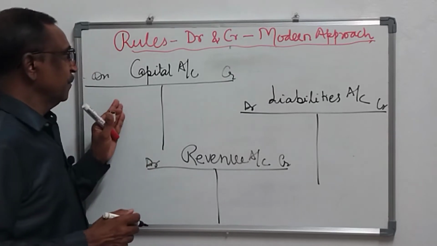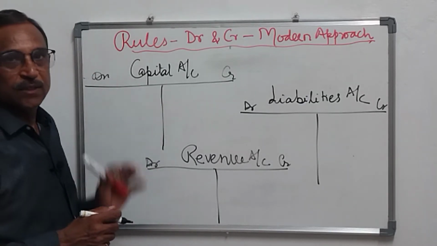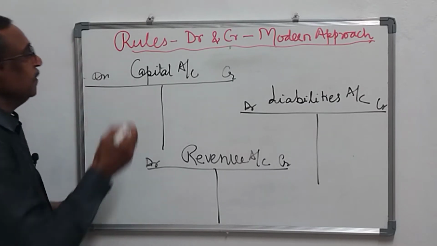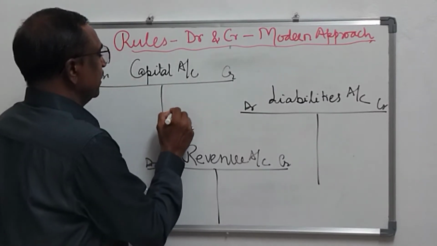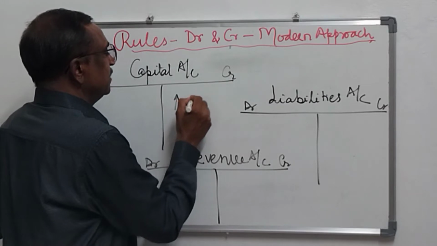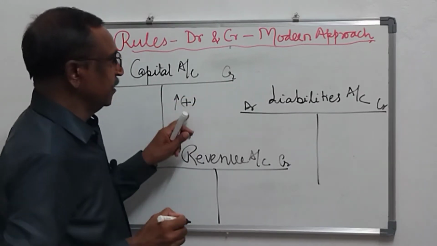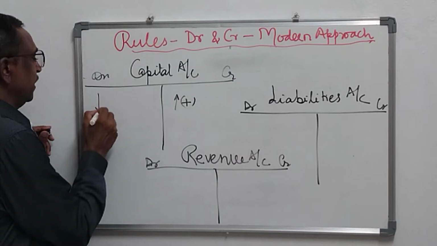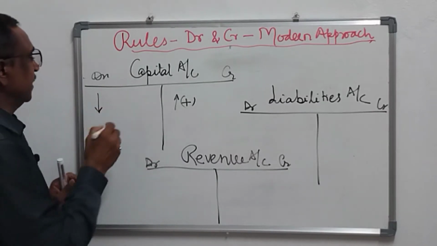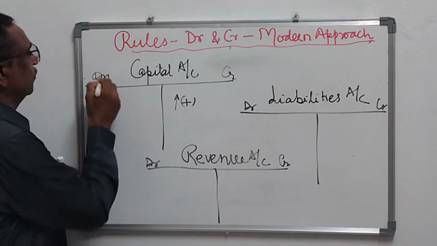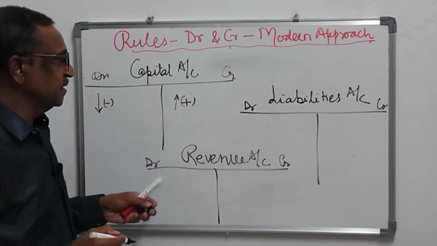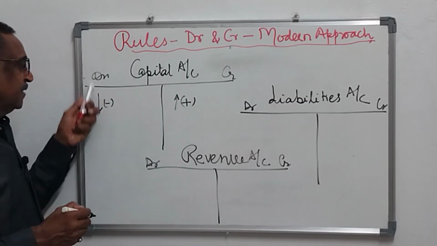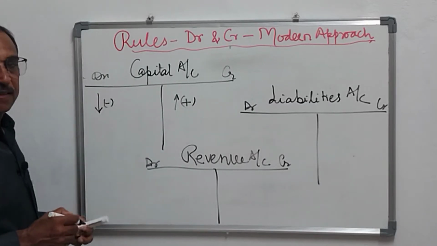So we will take up next, capital account. In capital account, the rule is when there is an increase in capital, it is recorded on the credit side, and when there is a decrease in capital due to any transaction, it is recorded on the debit side. That means increase in capital is credited and decrease in capital is debited. Okay?